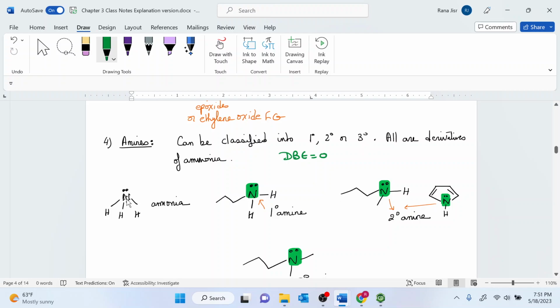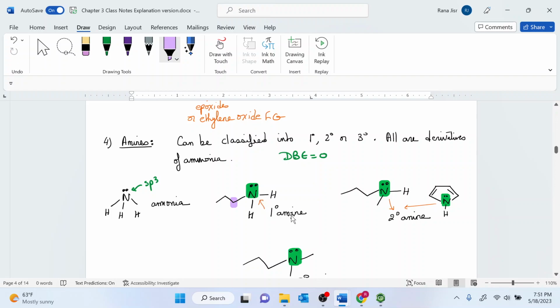So ammonia is a trigonal pyramidal with an sp3 hybridization on the nitrogen. And those lone pairs, they belong to the sp3 hybrid orbital. If you substitute any of those hydrogens in there, then you're going to end up getting either primary, secondary, or tertiary amine, depending on the degree of substitution. So if you substitute one hydrogen with a carbon, then in this case, you're going to end up getting primary amine.